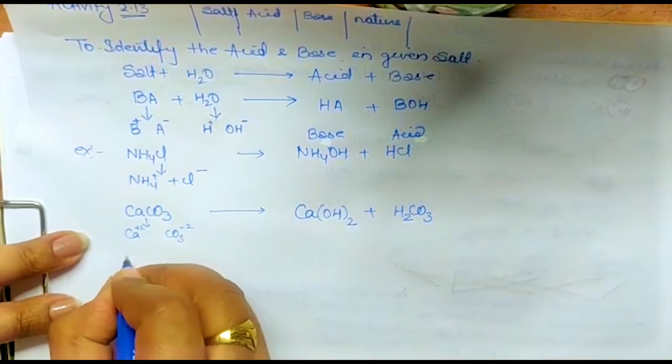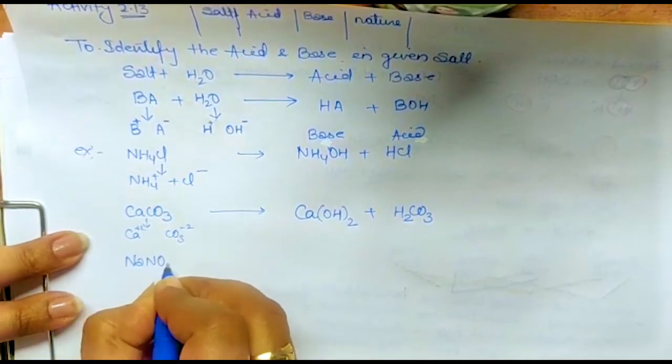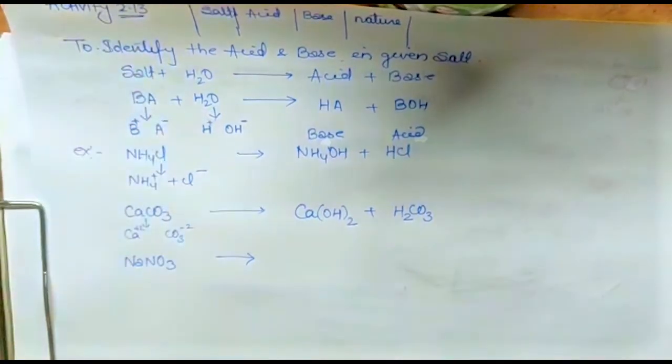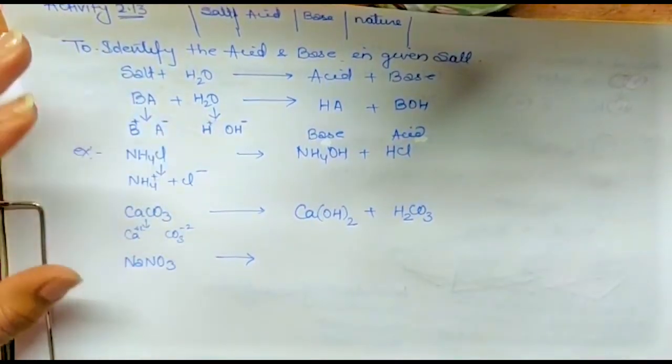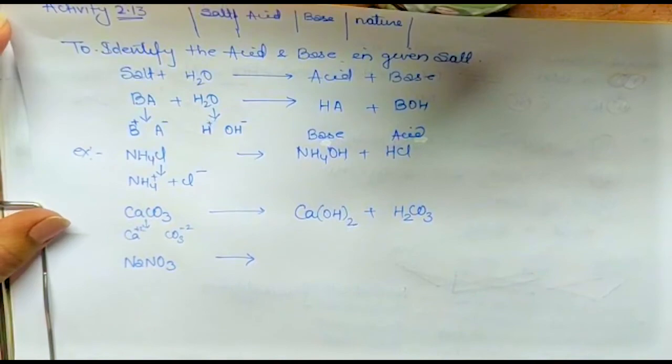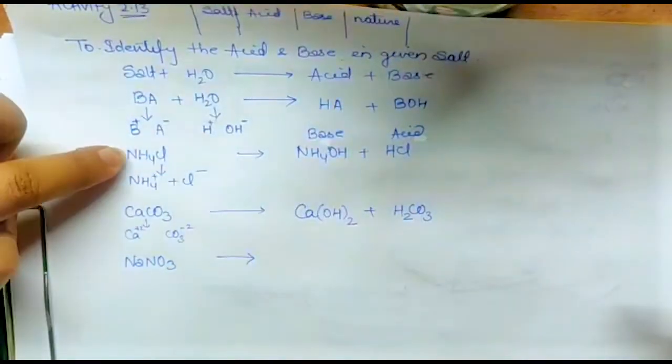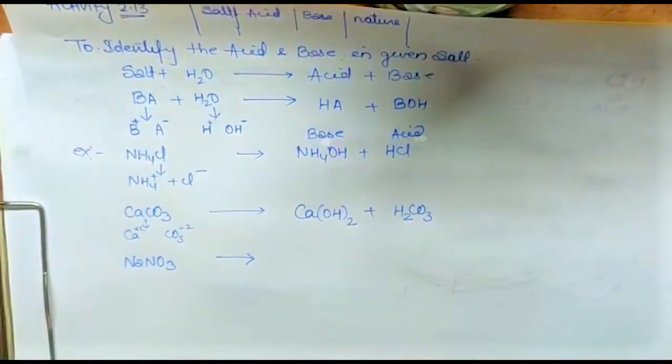Suppose it is given NaNO3. What acid and base is it? For all these examples, after understanding and watching the video, when you write down these notes, don't look at this part. Just write the example and do it by yourself. Got it? It's very important.